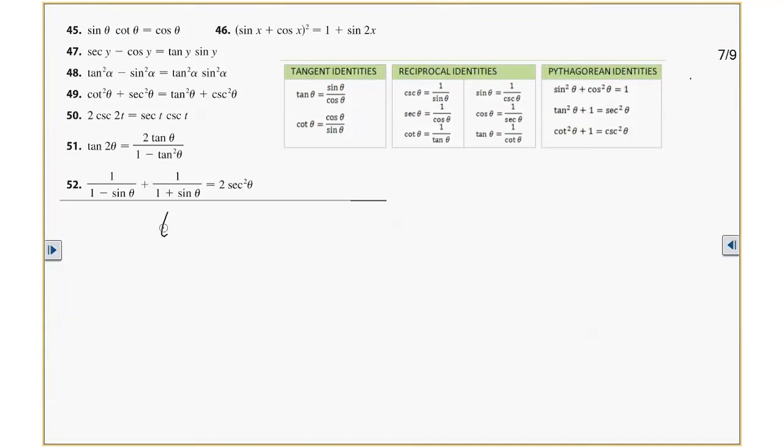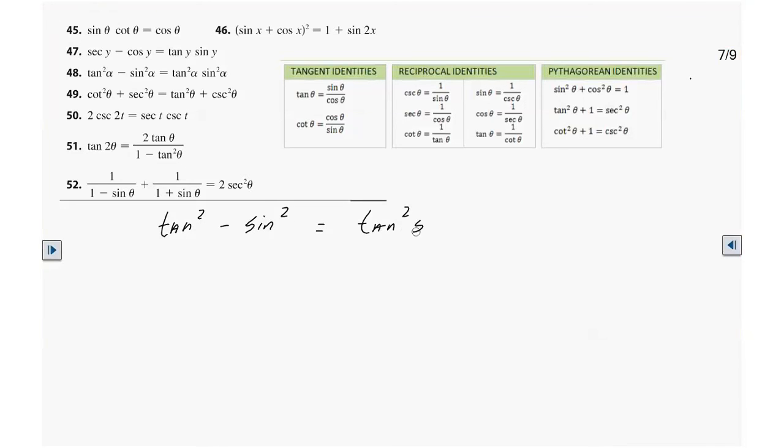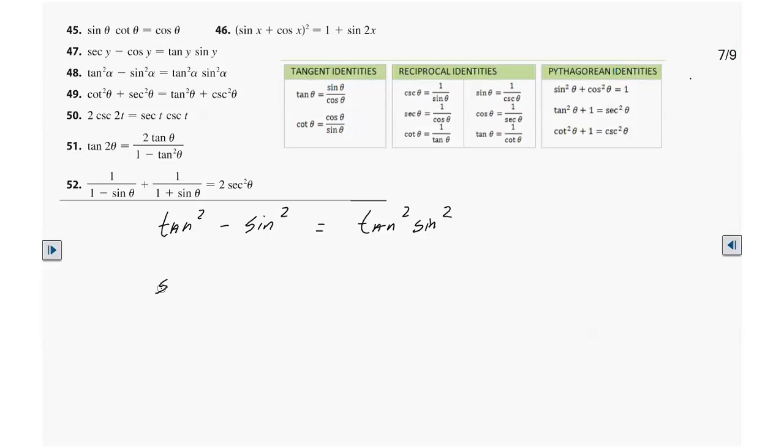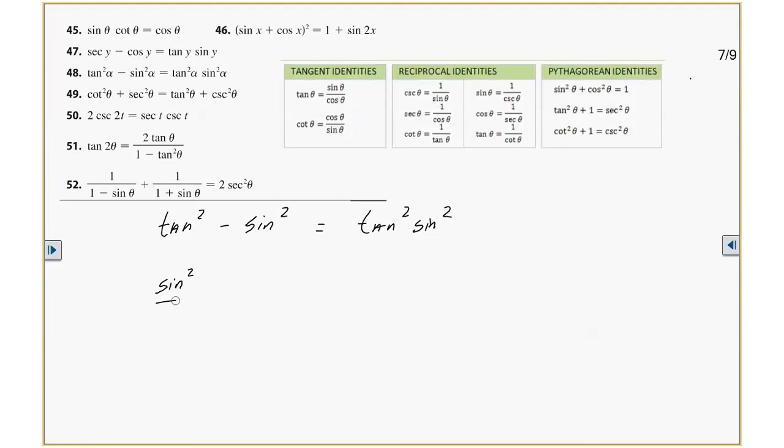That works fine now. Well, what I say, tangent squared minus sine squared. I want to make that equal to tangent squared sine squared. Well, technically you could change this tangent into what? Sine squared over what? Sine squared over cosine squared minus sine squared over 1. Now we got a fraction there.